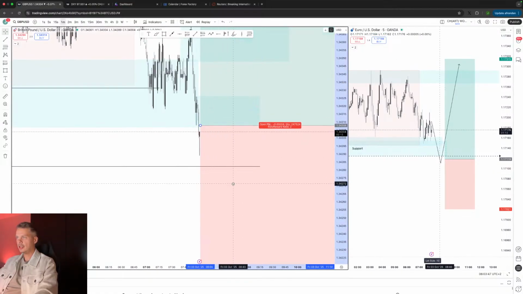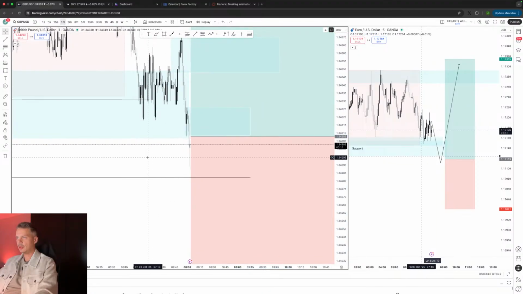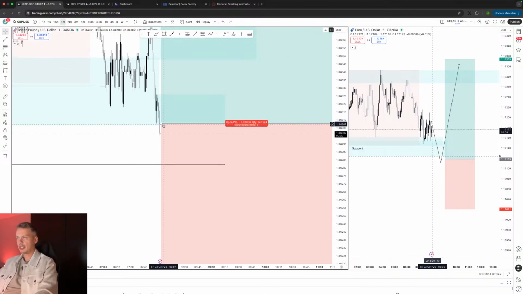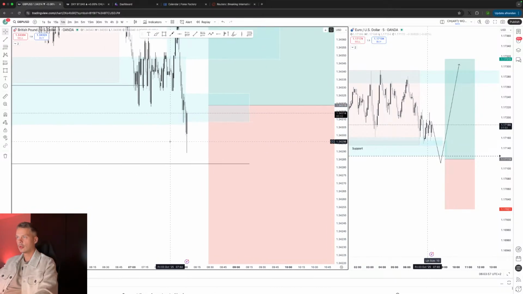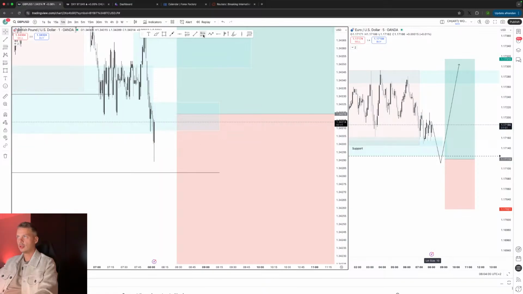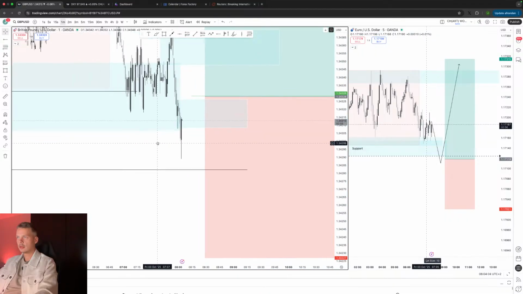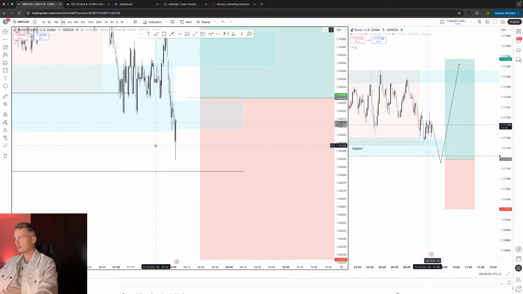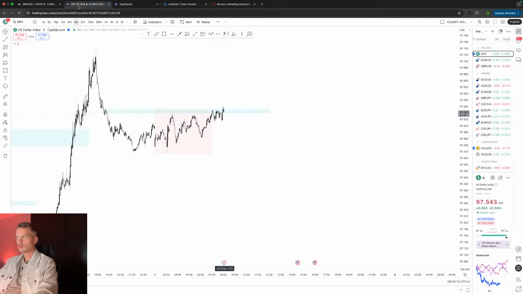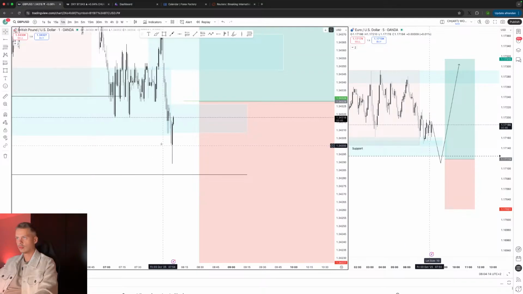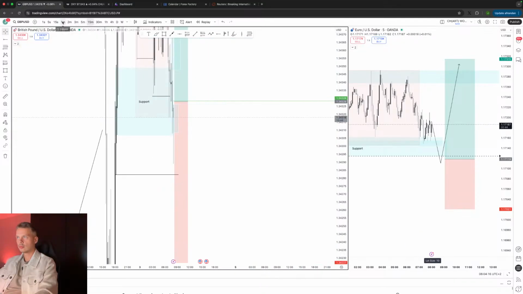This is not an entry that I would take. It's just a bit too early for me. But if price steps in, does a little bit of a push down, and then comes up, that would be an entry. Let's see. We have to be sharp, focused. Looks good.